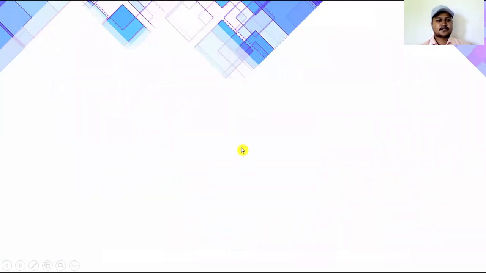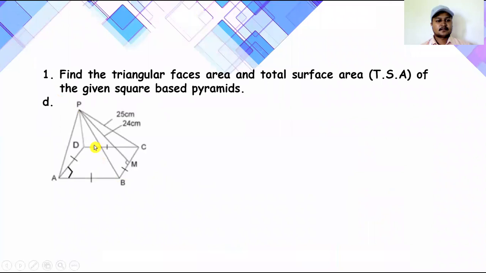Let's move to the next question. Question number 1D. A bit different question is there in a way that there is the given value of length of PC as well as length of PM.